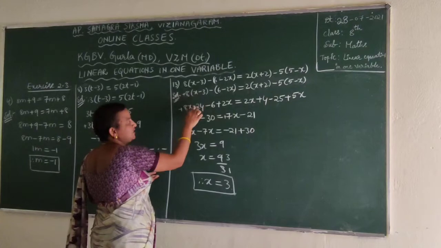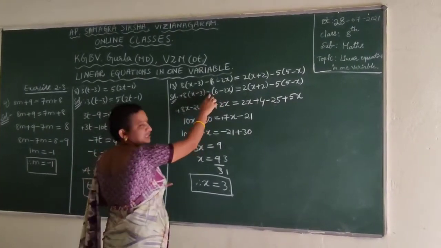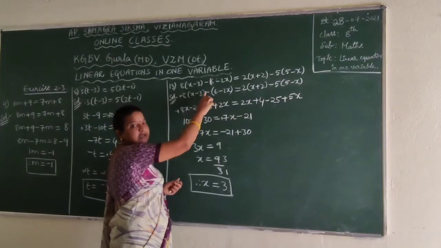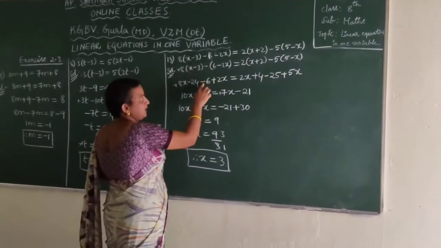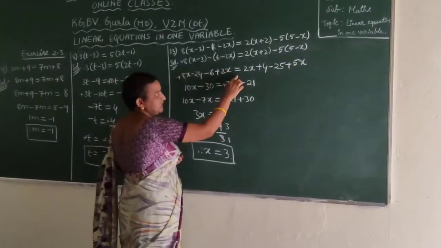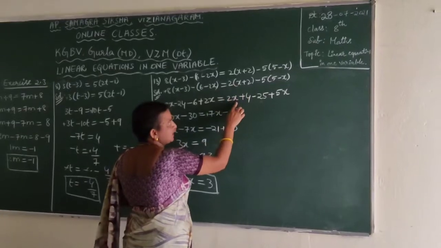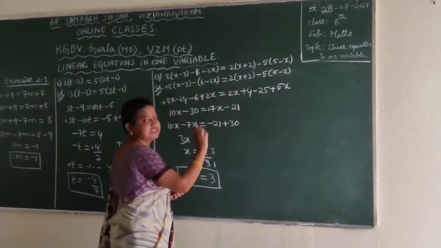Plus into minus, minus. 8 threes are 24. Minus into, here there is no number, but here is a sign, so you have to multiply the signs. Minus into plus, minus 6. Minus into minus, plus 2x is equal to 2 into x, 2x. Here is a positive sign, plus, plus. Plus into plus, plus. That's why I don't write it.